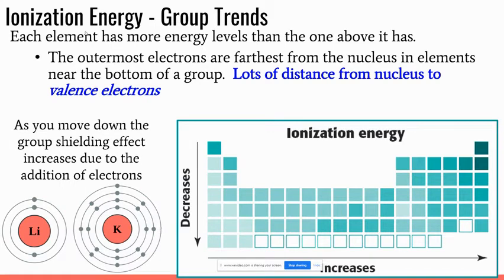As we look at our trends for ionization energy, as we go down the periodic table, it's going to decrease, and as we go across, it's going to increase. Each element has more energy levels than the one above it. So when we look down our group, as we go down, we're adding more distance away from the nucleus. So it's going to be easier and easier to pull that electron away.